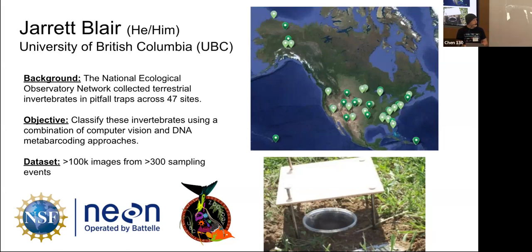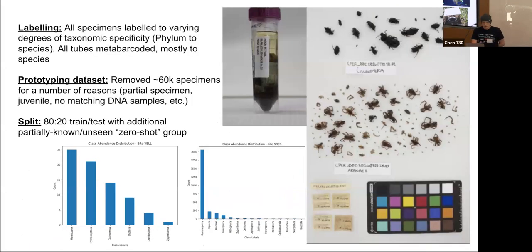And so what we have is a data set of 100,000 cropped images from a little over 300 sampling events. Those would be pitfall traps that were then collected and put into storage. The labeling of this data was all done by a single person, which is a pretty monumental task.